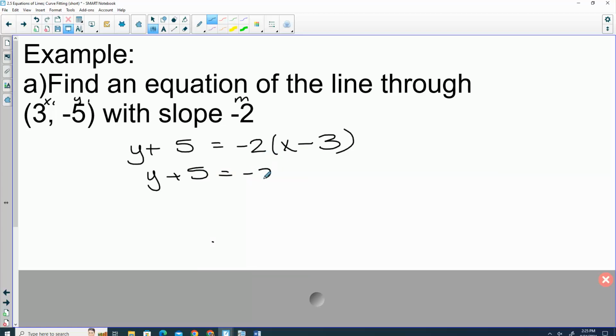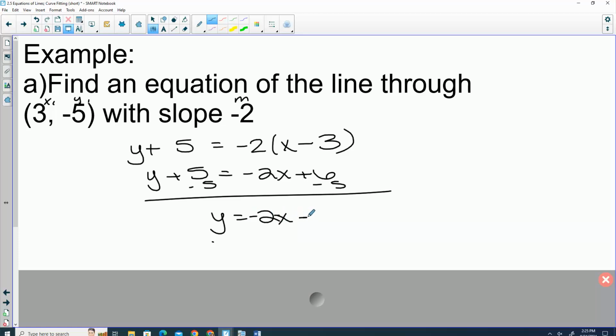If we distribute, we get -2x plus 6. Subtract over the 5. We get y equals -2x plus 1.